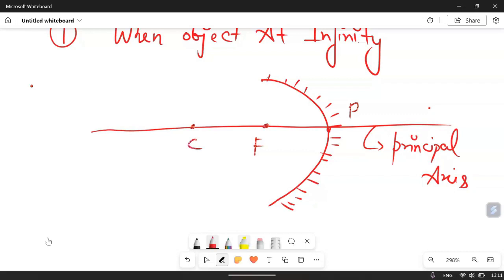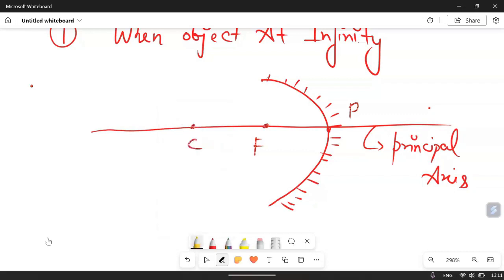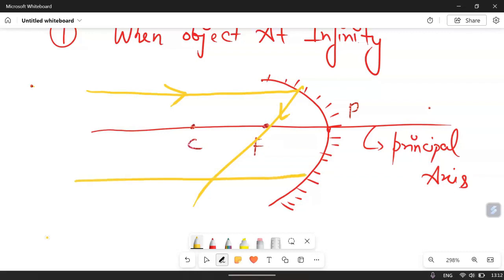Okay, now we will draw the lines. We will make a line parallel to the principal axis. Since the object is at infinity, when light rays come from infinity, वो हमेशा parallel आएगी principal axis से, तो आपको एक parallel line draw करना है principal axis के. And when it strikes the surface, as we know rule number 1, we have already discussed, it always passes through the focus. So वो हमेशा focus से ऐसे pass हो जाएगी. ऐसे ही second line अगर आप draw करोगे, it will also pass from focus.